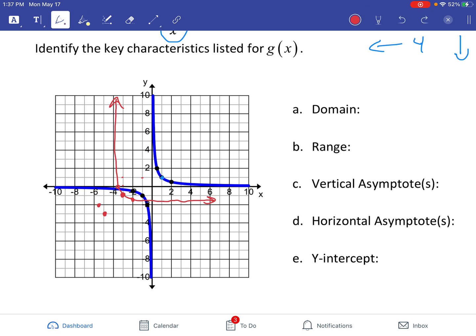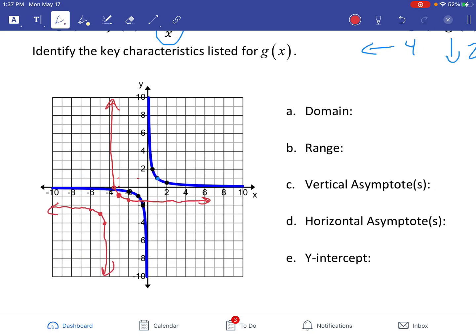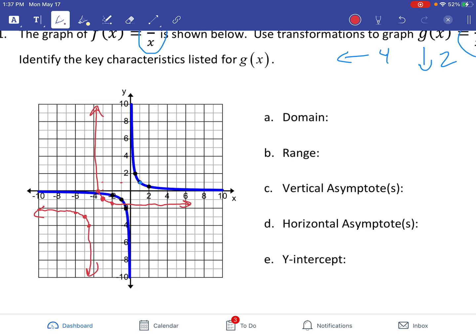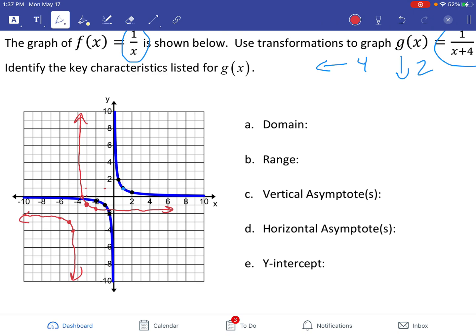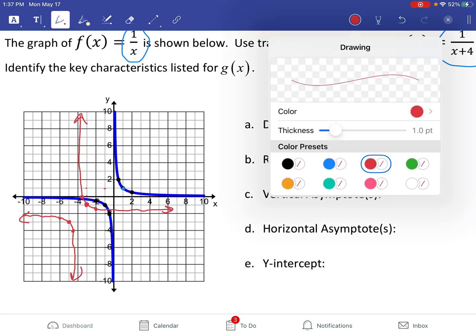Hold on, I put it in the wrong spots. There we go. I can't draw a straight line. There we go. So that's where our new graph should be. Okay, both graphs were transformed or translated to the left by 4 and down by 2.